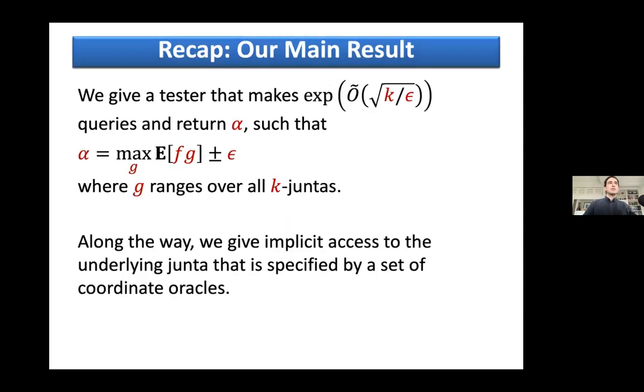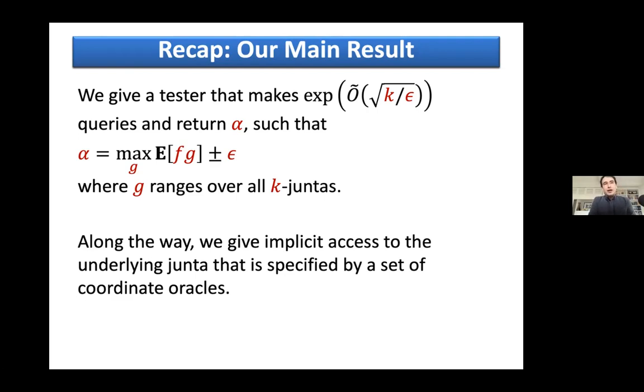Okay, so let me just recap and mention a few open questions. To recap, we give a tester that makes exponential in square root k over epsilon many queries. The dependence on epsilon is really because of a step that I didn't mention, which is applying the noise operator. It might be nice to get a much better dependence on epsilon, and we've given it a little thought, but not much thought. And we return a number alpha, such that alpha is an additive approximation for the best correlation of F with a k-junta.